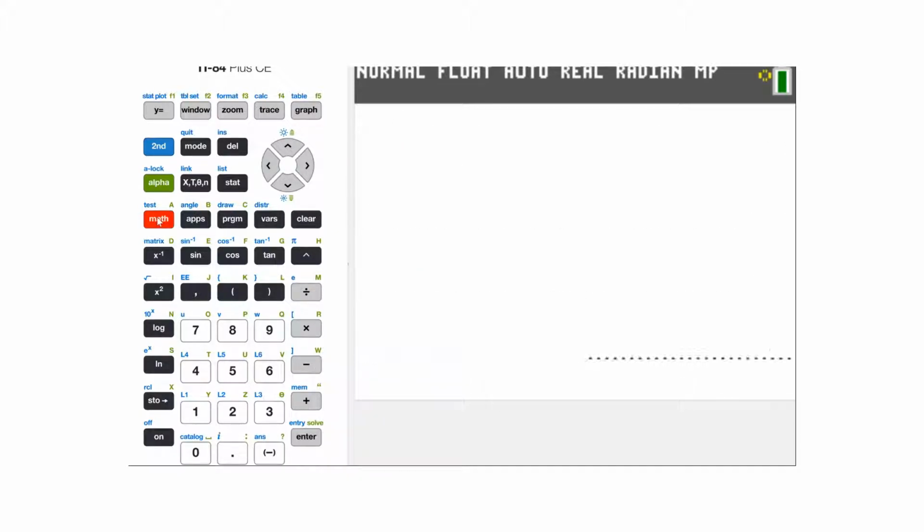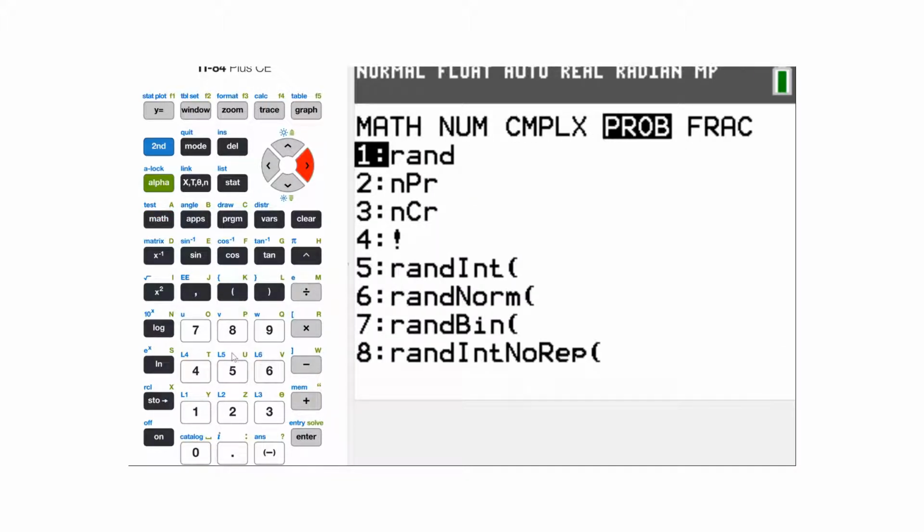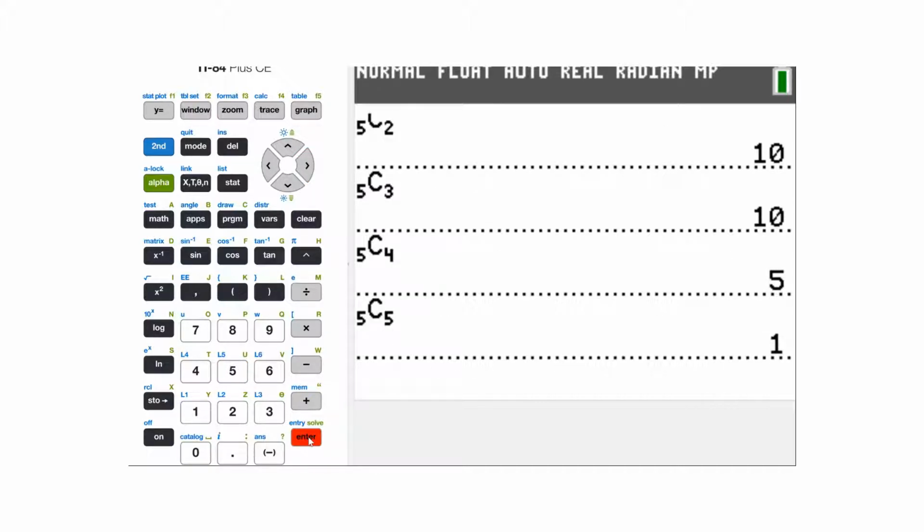And I don't really have to do 5C5 because I know it's going to equal 1. But just for you, I'm going to do that. Option 3. And I got 5 C 5. Enter. And that equals 1.